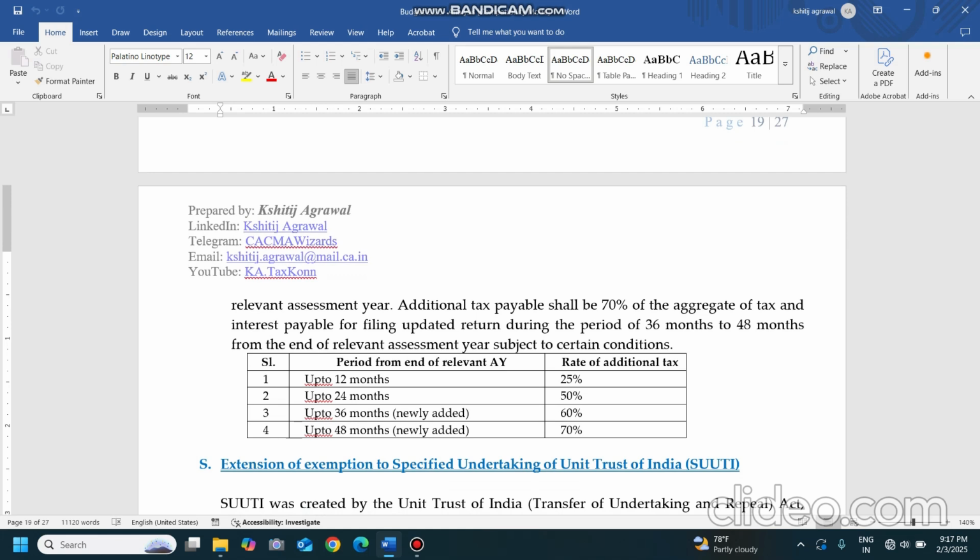Suppose you did not file the return for assessment year 23-24. The assessment year is ending on 31st March 25. Now you can file the return up to 31st March 29. But if you are filing after 31st March 25 but before 31st March 26, you have to pay 25% additional income tax. If you are filing from 31st March 26 to 31st March 27, then you have to pay 50%. If you are filing between 31st March 27 and 31st March 28, then this is a new point and you have to pay 60% additional tax over here. And if you are filing in the last year, which is from 31st March 2028 to 31st March 2029, then you have to pay additional tax of 70% in this case.